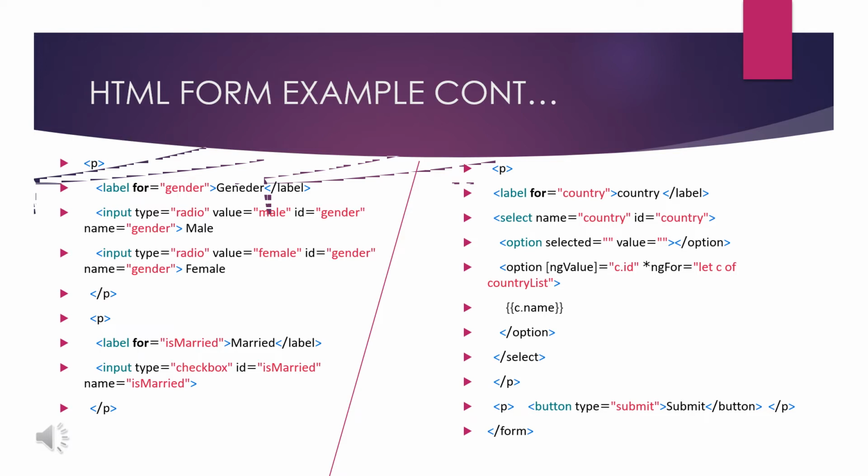Then we have a country label, and inside that we have a select element. The select element will contain a list of options. Each option contains a value, and based on the selection, that will be the value of the select. So it will be an option. After the selection, I have given an option selected, and value is equal to empty.